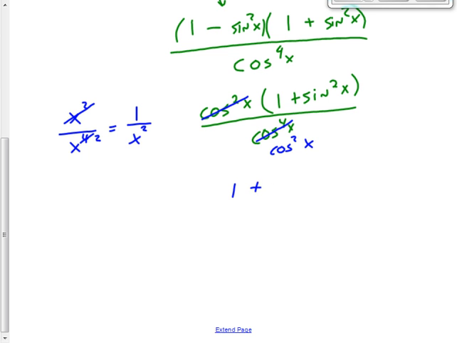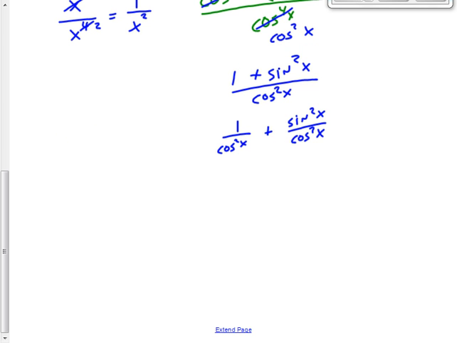So I've got 1 plus sine squared x on top over cosine squared x. Again, not an option, but I've got an addition problem here that I can separate so that it's 1 over cosine squared x plus sine squared x over cosine squared x. And I'm losing some of you already as I'm going through this, and that's why we're going to look for a shorter method. 1 over cosine squared x is secant squared. Sine squared over cosine squared is tangent squared.